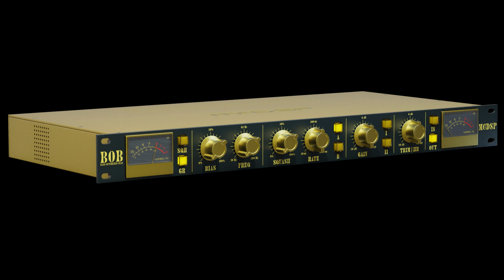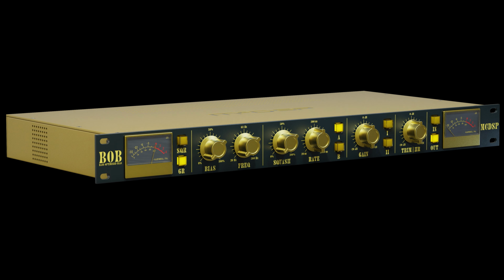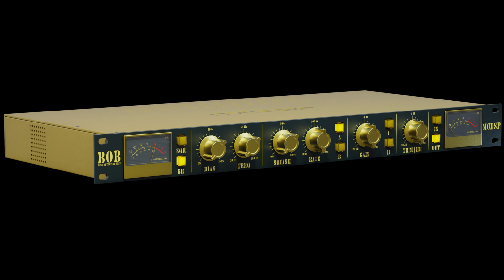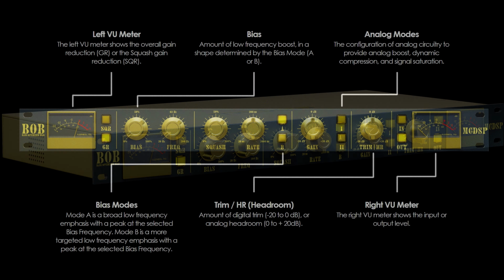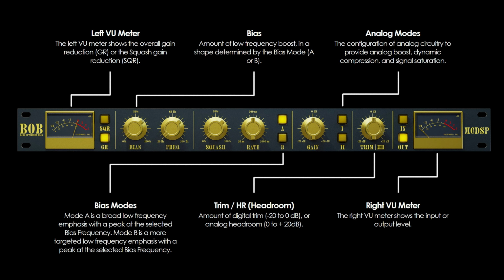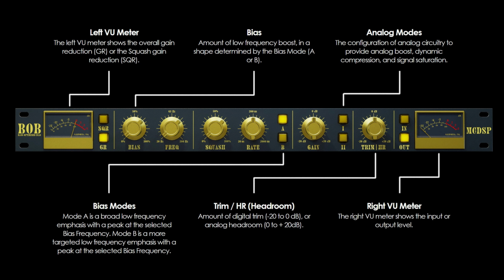McDSP have a new plugin for their analog processing box system called BOB. BOB stands for Bass Optimized Bias. It's essentially a clever form of bass enhancement, so you can add sub to a track that lacks low end, or you can create the illusion of bass on small speakers.